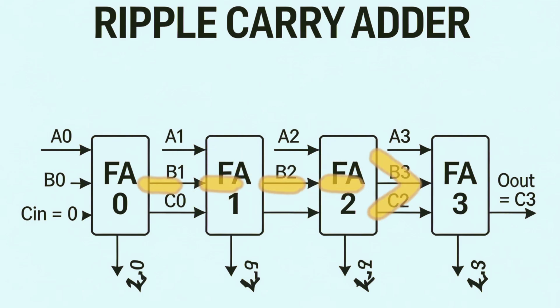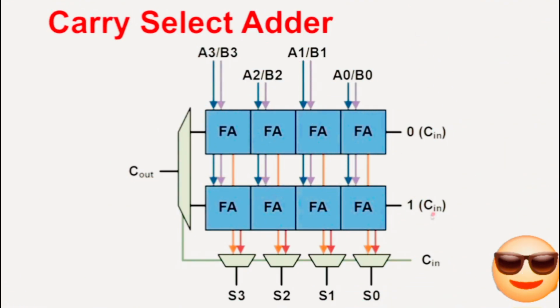Compare this directly to a ripple carry adder of the same 4-bit width. A ripple carry adder must wait for carry propagation through all 4 stages sequentially. The carry select adder replaces the sequential carry wait with a parallel pre-computation followed by a single fast multiplexer section. For wider adders built from multiple carry select groups, the saving compounds significantly.